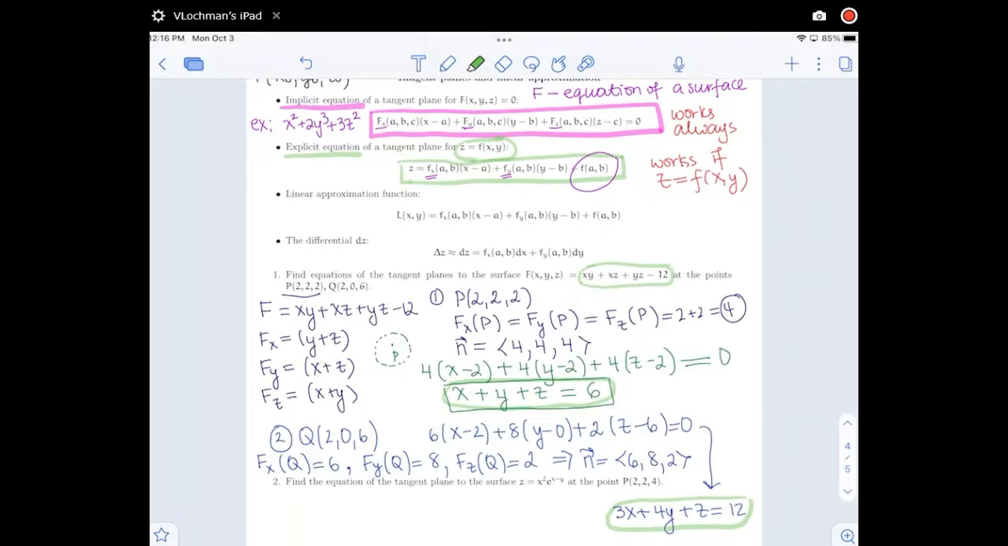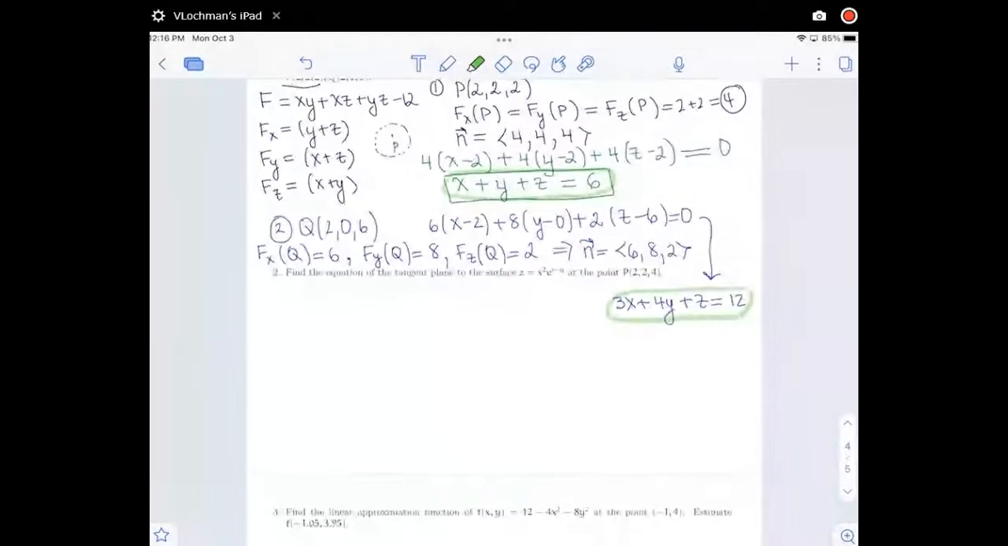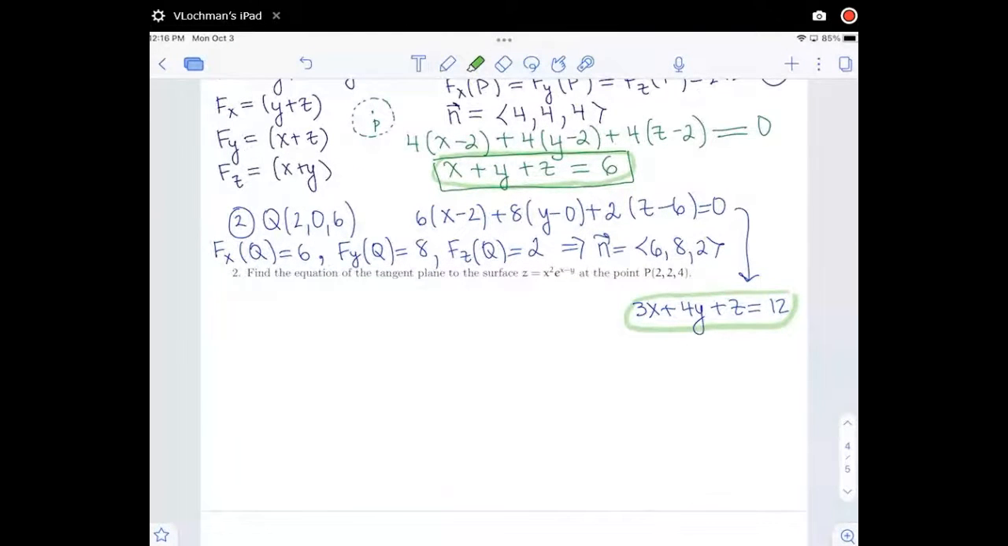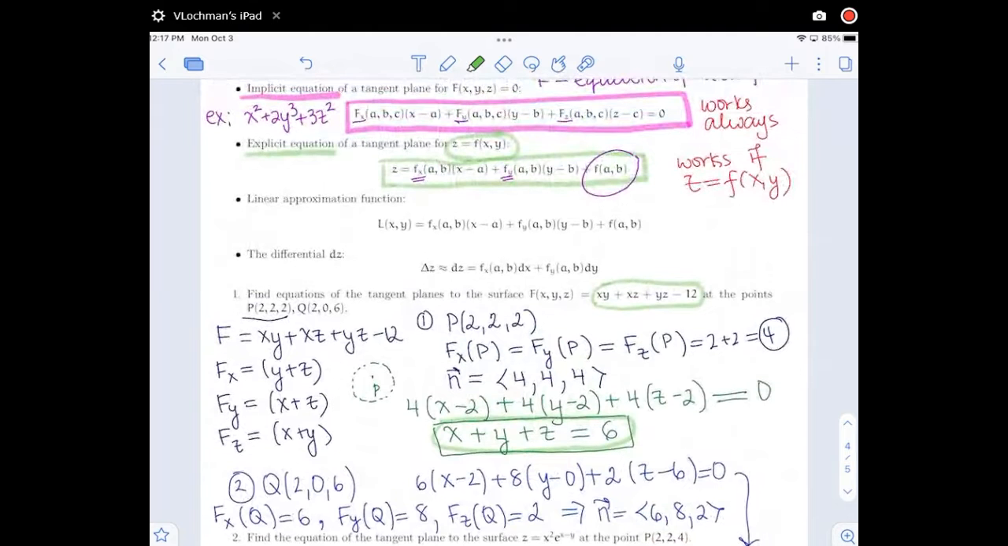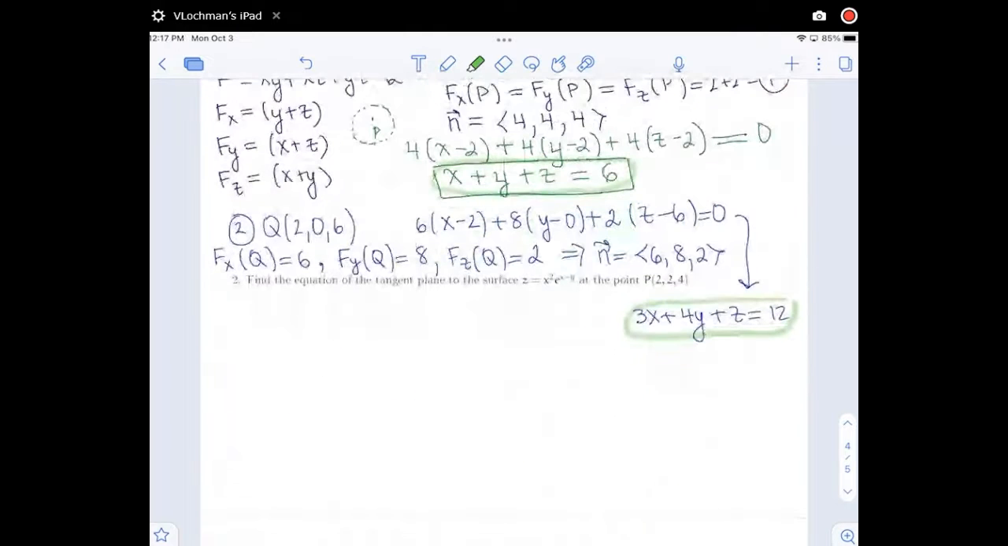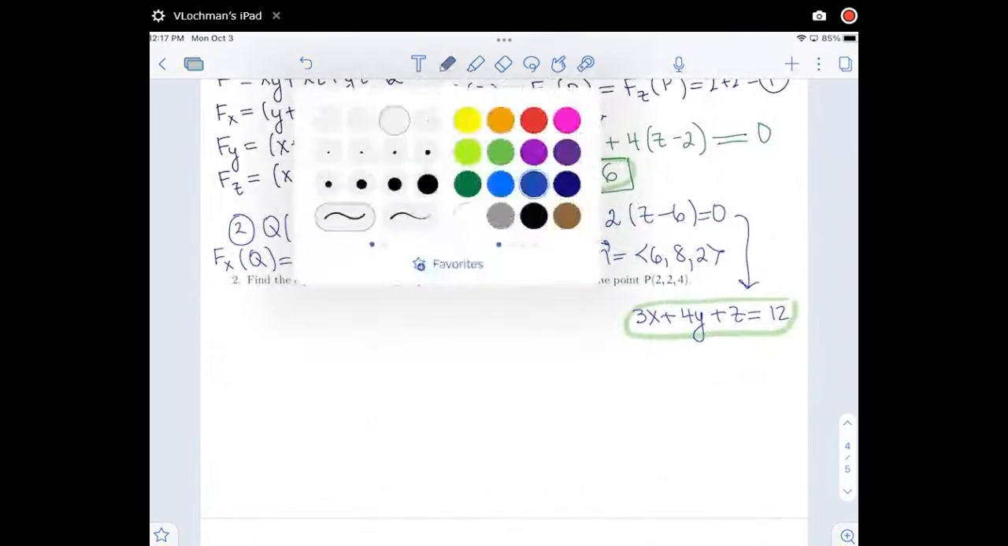Okay, let's go ahead and take a look at this next problem here. It says find the equation of the tangent plane to the surface, and here we explicitly have z is equal to x squared e to the power x minus y, and we have a point. Okay, so let's go ahead and do that. Where is my formula? There it is. Let me go ahead and rewrite it so you can see it on the screen.